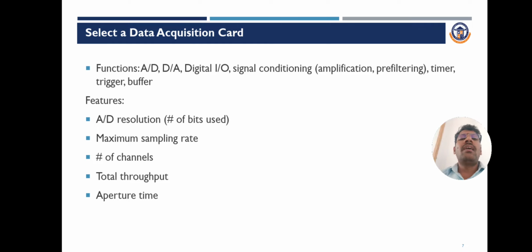So here, how to select a data acquisition card. The data acquisition card functions as the analog-to-digital converter or digital-to-analog converter, vice versa, and also includes the digital input/output unit and the conditioning system, which includes amplification, pre-filtering, and the timer, trigger, and the buffer.